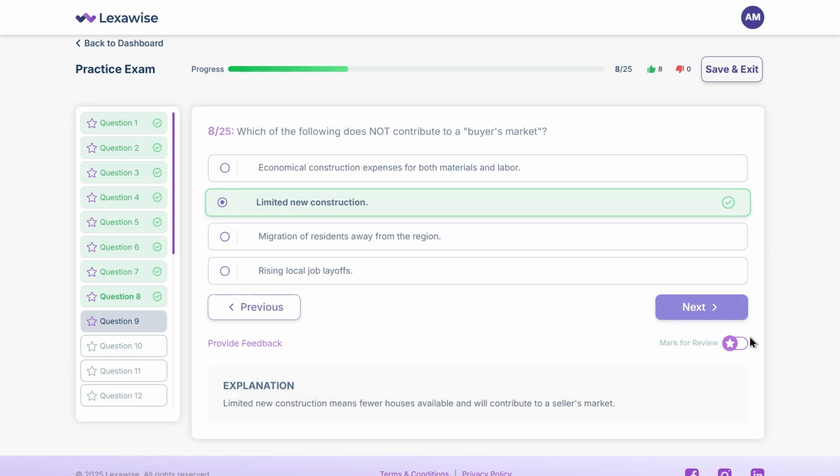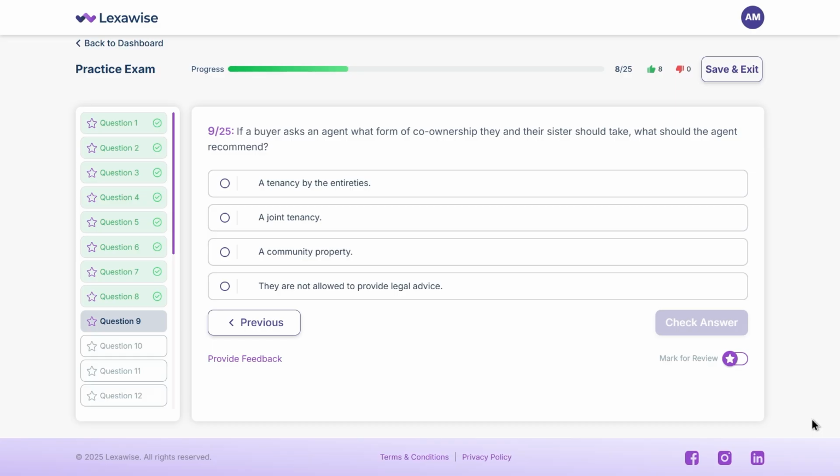Now, the ninth question. If a buyer asks an agent what form of co-ownership they and their sister should take, what should the agent recommend? A. A tenancy by the entireties. B. A joint tenancy. C. A community property. D. They are not allowed to provide legal advice. Take a second to consider.